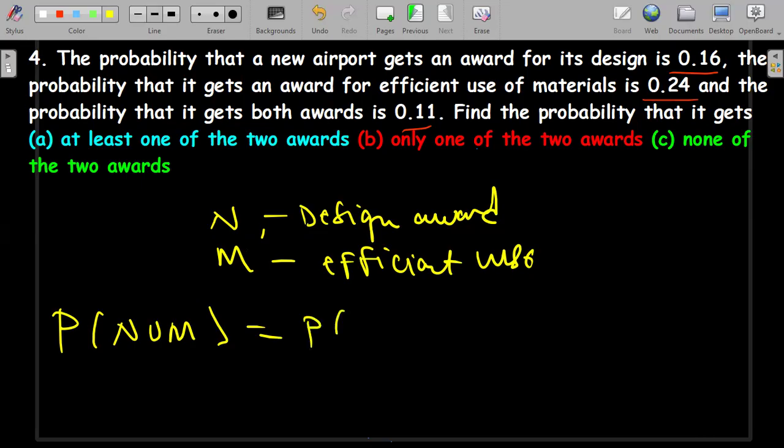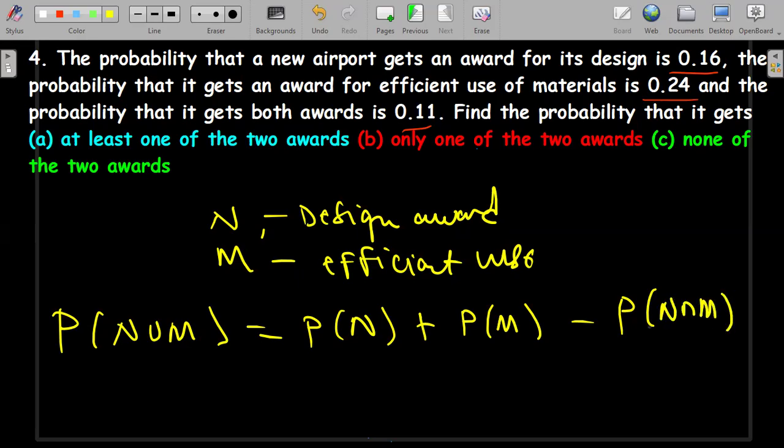So what did we say the probability of union is given by? We said the probability of the first set, which is N, plus the probability of M, and then minus the probability of their intersection, because these two have an intersection. They're not mutually exclusive. So N intersection M. So this is what we are going to have. So the probability of getting an award for the design is 0.16, plus the probability of efficient use of materials is 0.24, then minus the probability for both, we are told it's 0.11. So this is what we have, right?